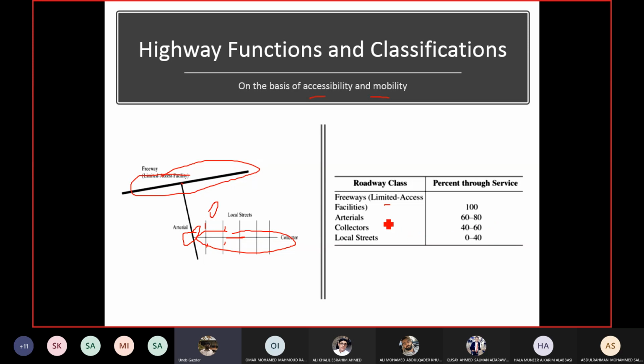Then we have arterials. Arterials have few intersections, very few, so their mobility is still very high. Collectors have more intersections. This one was a collector. And local streets have many intersections and connections to garages and parking lots, and they're very short as well. So their mobility is almost zero.